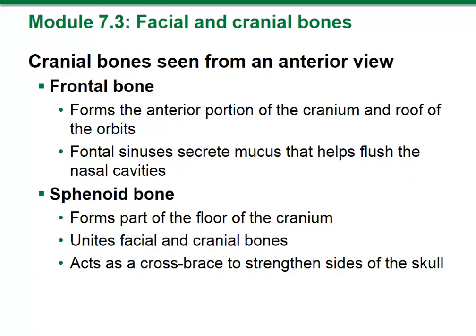At the anterior view, we see the frontal bone of the skull here. Forms the anterior portion of the cranium and roof of the orbits. Frontal sinuses secrete mucus. And they're constantly flushing your nasal cavities. Then the sphenoid bone is part of the floor of the cranium. It unites the facial and cranial bones. It's also a cross brace that strengthens the sides of the skull.